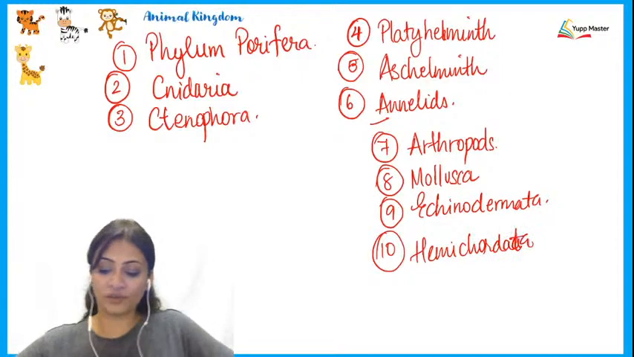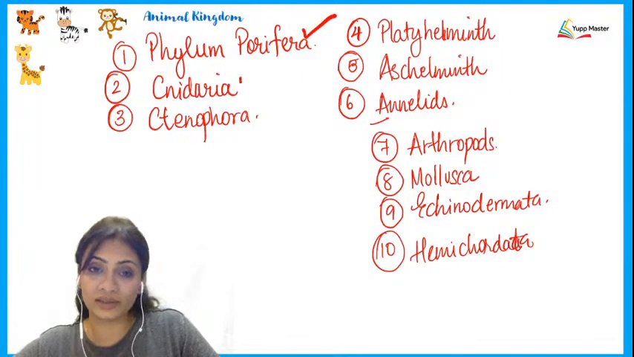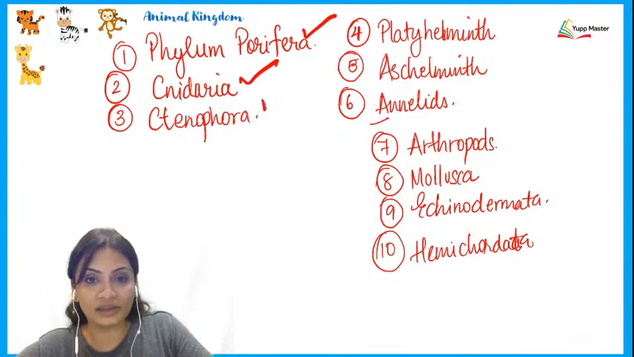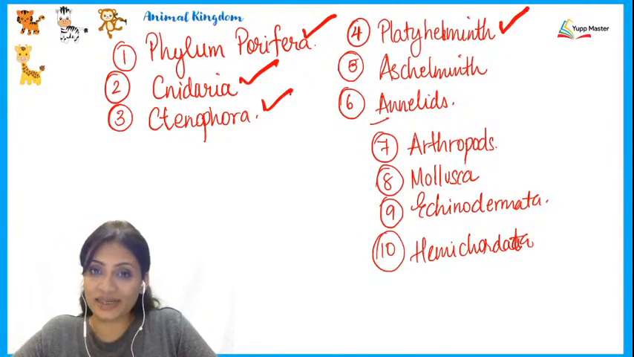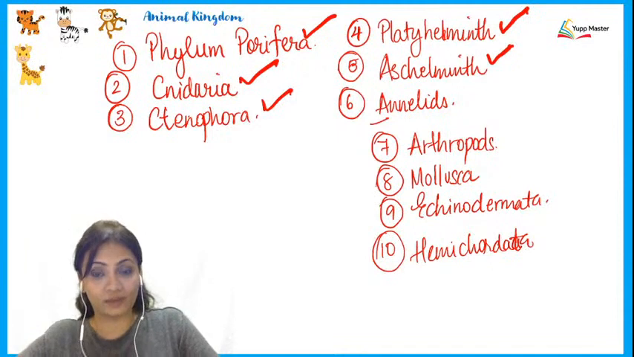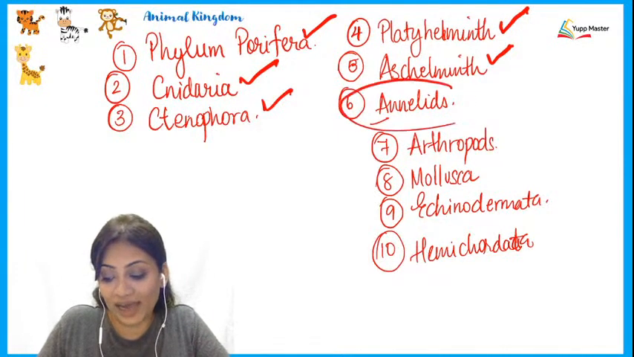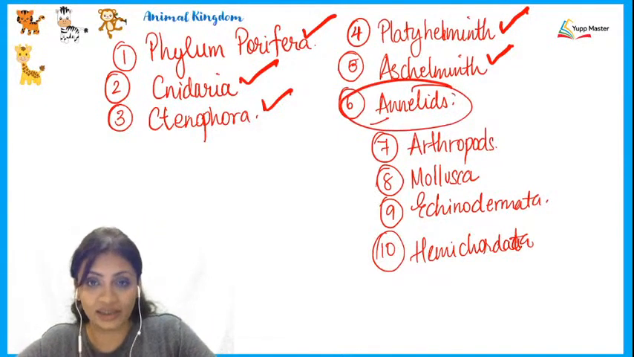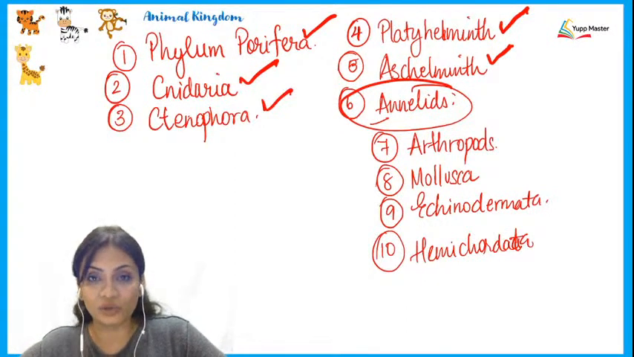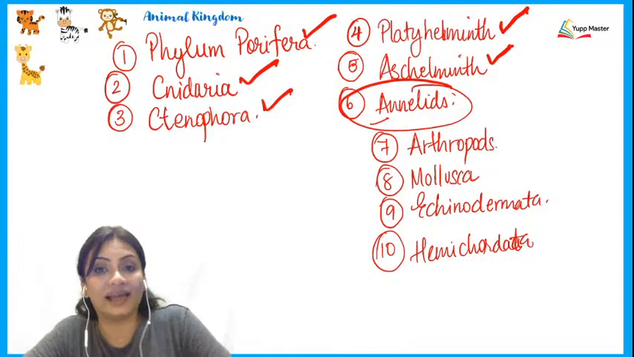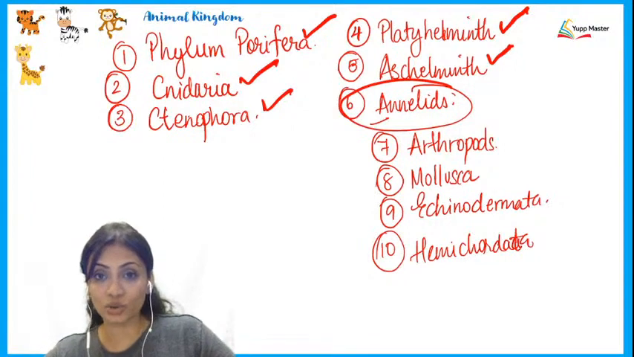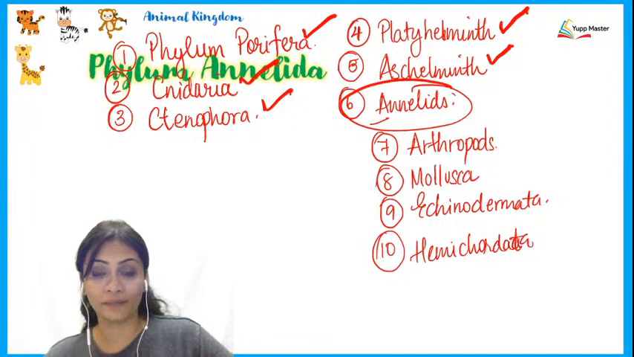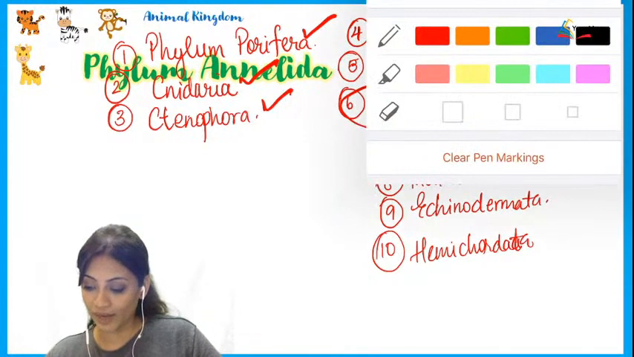So children, we've completed Porifera, Cnidaria, and Ctenophora. We began with the worms where we learned about the platyhelminthes and the aschelminthes. Today we'll be learning about the Annelida. Not only Annelida, we're also going to learn briefly about the anatomical structures belonging to the earthworm. So let's begin with the phylum Annelida.